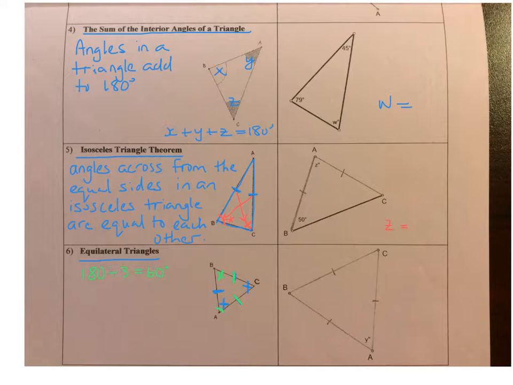In fact, that will always be true with equilateral triangles. The angles inside will all be equal to each other, and they're all going to equal 60 degrees. So you can use that theorem here to help you find angle Y.